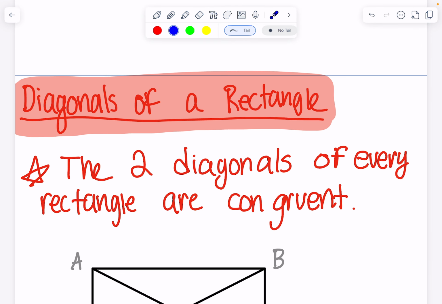So let's talk about diagonals. Hopefully we remember what diagonals are. We learned about them in parallelograms. We learned some cool things like how the diagonals bisected each other in parallelograms. That will be true for rectangles.